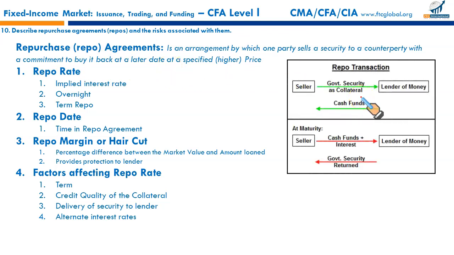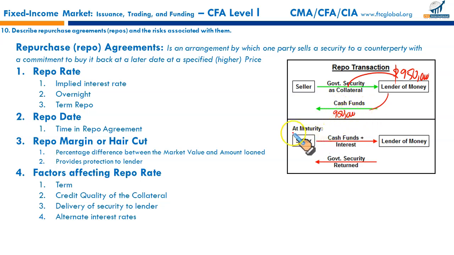Now let us see how a repo transaction works. A seller of government securities brings his government securities as collateral and sells them to the lender of money. He has sold these government securities for, let's say, $950,000, and the lender has given him $950,000 in cash funds. This agreement could be for 1 day, 10 days, 15 days, or 90 days.